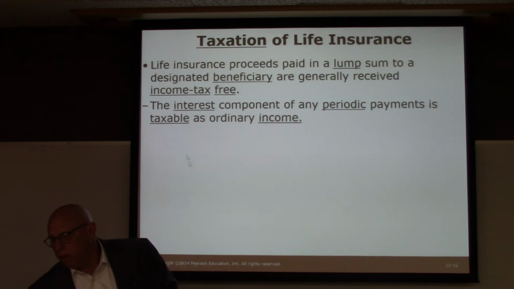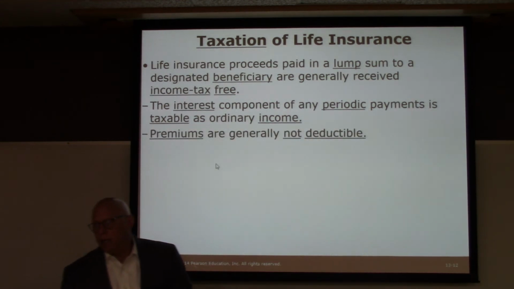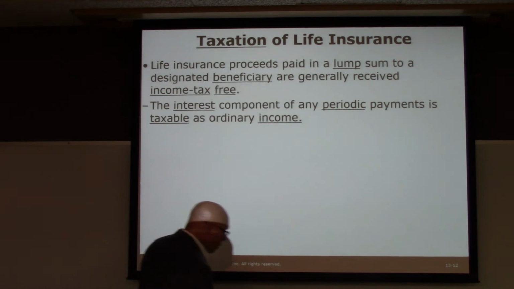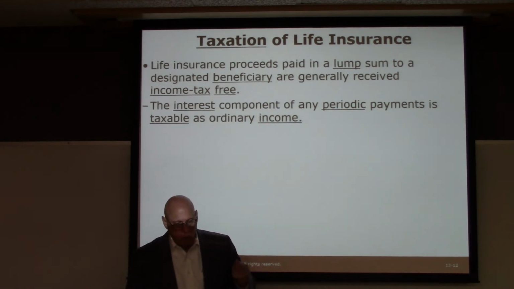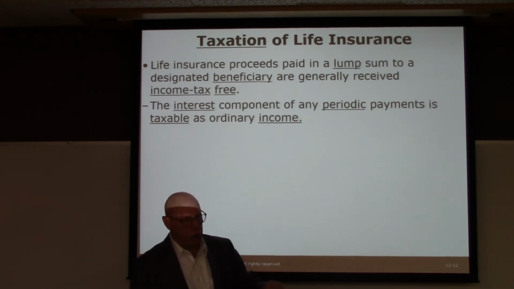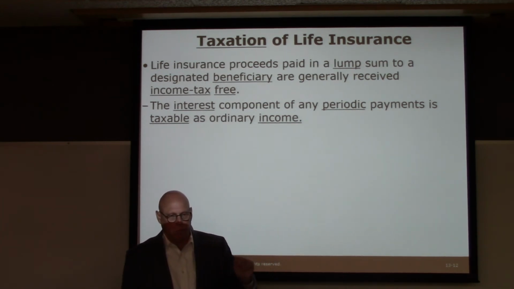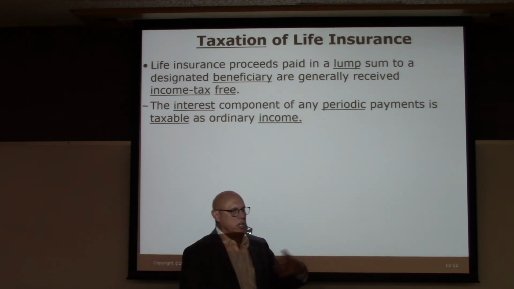The interest component of any payment is taxable as ordinary income. So what does that mean? This means that if you decide, instead of getting a lump sum from your insurance company, to receive payments over time, the insurance company will keep the lump sum at the insurance company. They will invest it. Any earnings on the lump sum death benefit that is paid out, the earnings portion of it, is taxable as income.